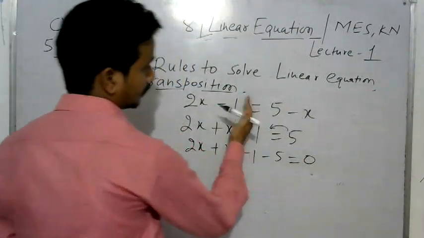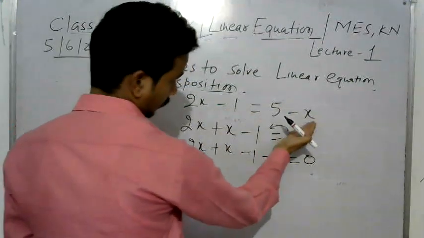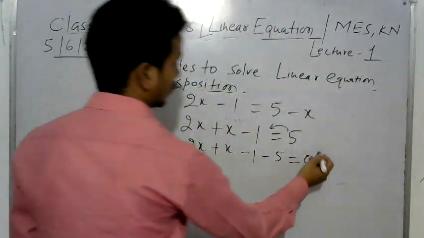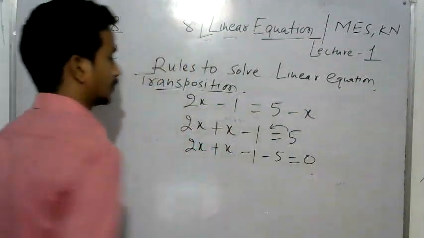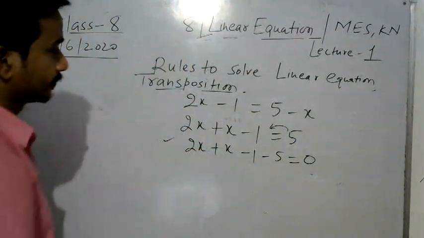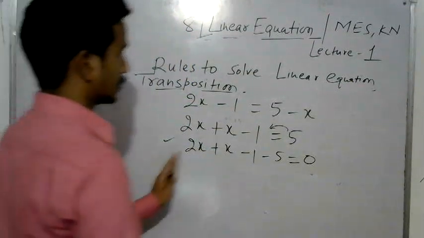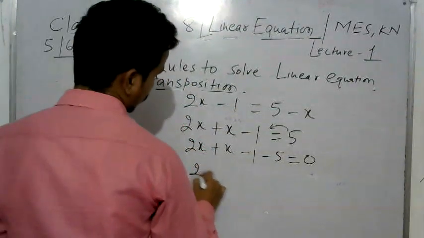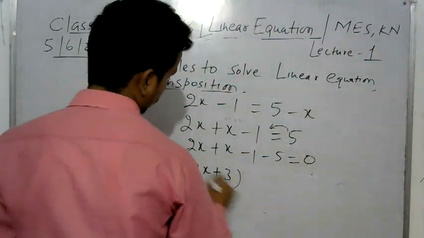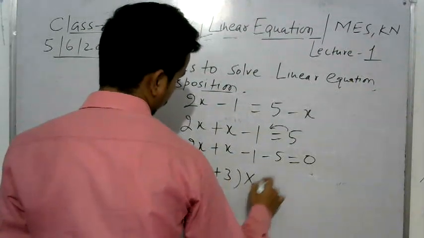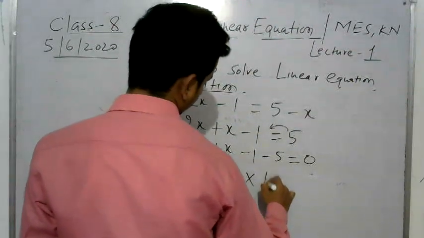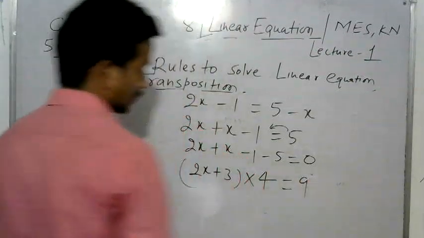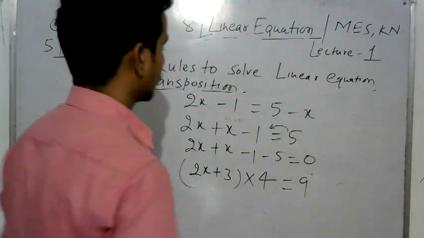When all the elements come from right to the left, then nothing is left on the right, so we write here 0. So in this way, you can do the transposition. And the next rule is, for example, 2x plus 3 into 4 equals 9.